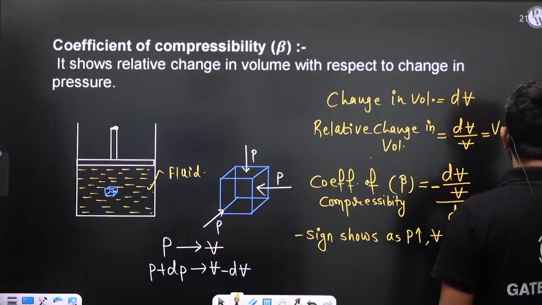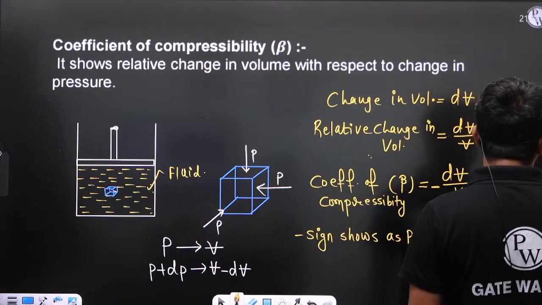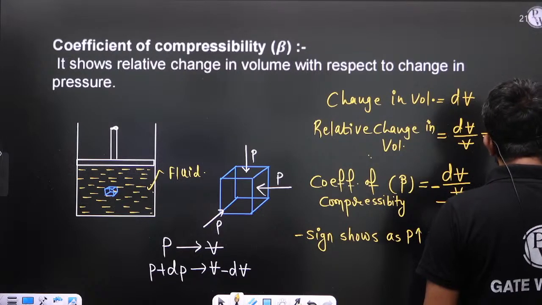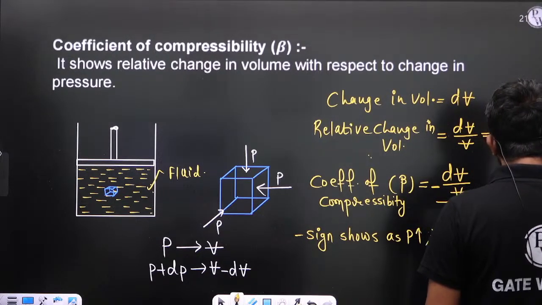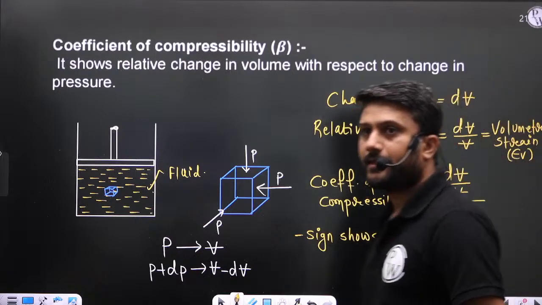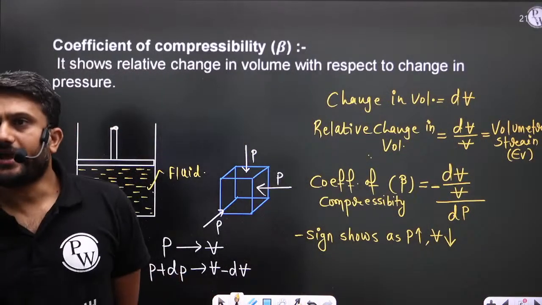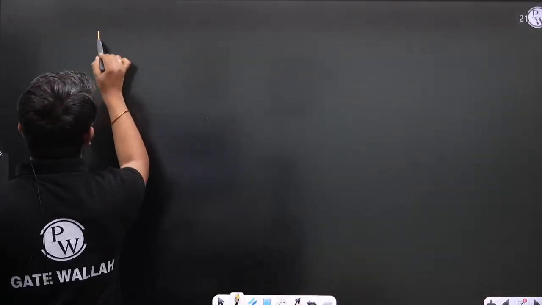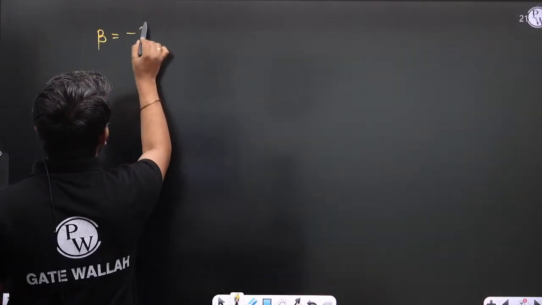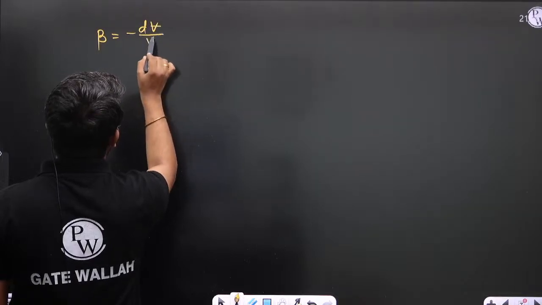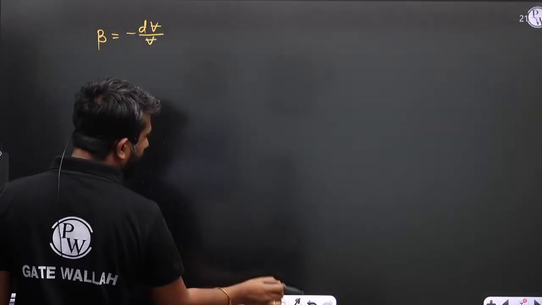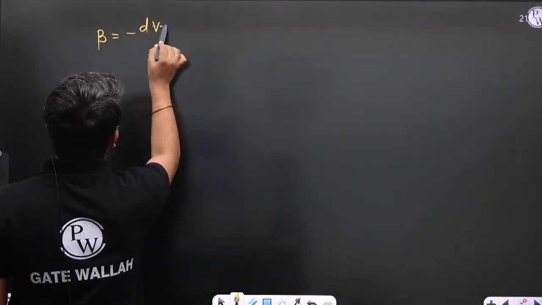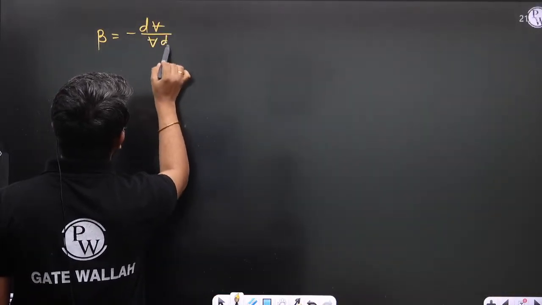Tell me yes or no. This is the volumetric strain, denoted by epsilon V. So we can write the coefficient of compressibility as beta is equal to relative change in volume with respect to change in pressure, or we can write it this way: minus dV by V dP.